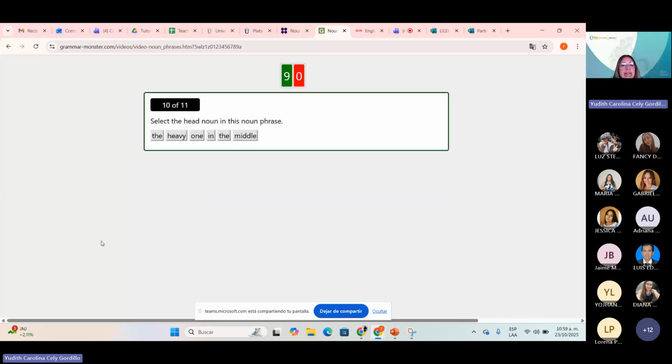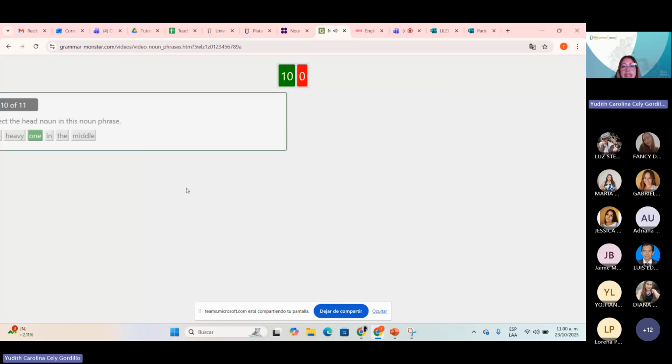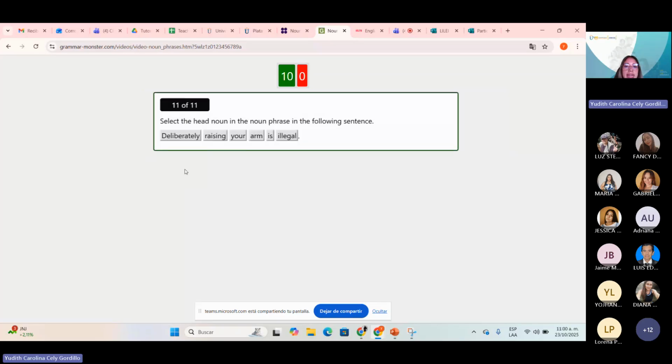Now select the head noun. What is the head noun in this noun phrase? The heavy one in the middle. One. That's perfect. And this is the last one.